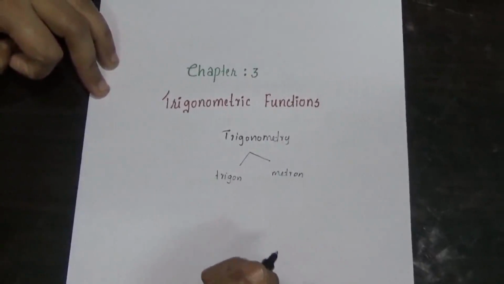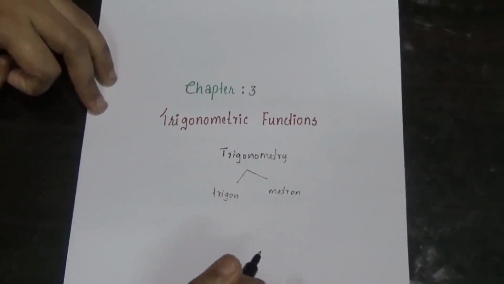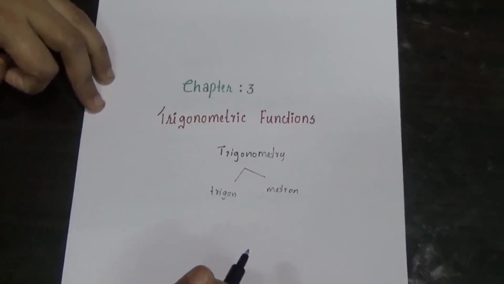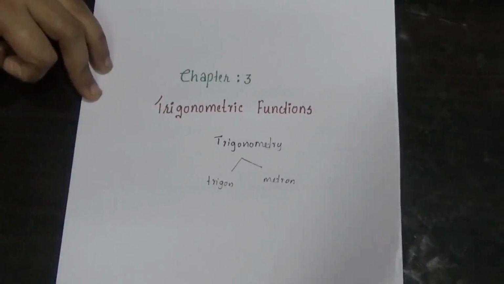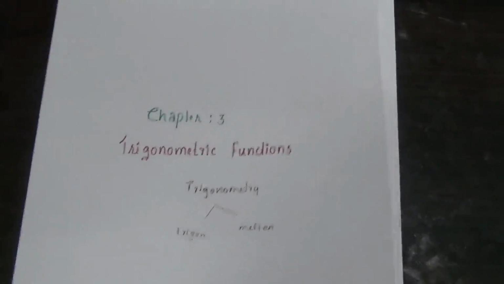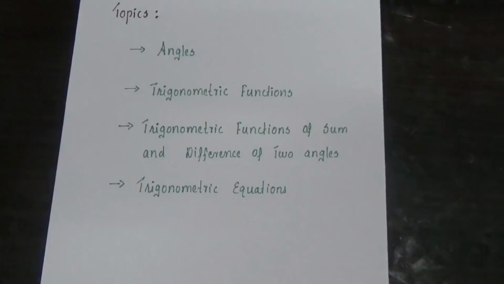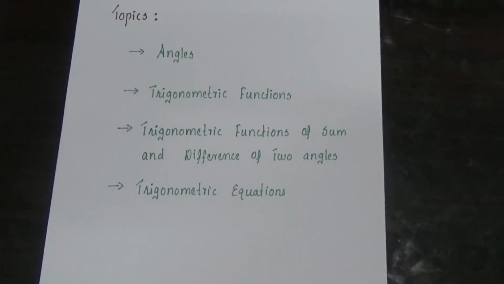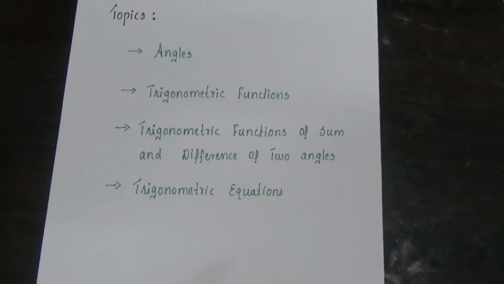In 10th standard, we have studied the trigonometric ratios of an acute angle as the ratio of the sides of a right angle triangle. And here in this chapter, we cover the topics angles, trigonometric functions, sum and difference of two angles, and trigonometric equations.